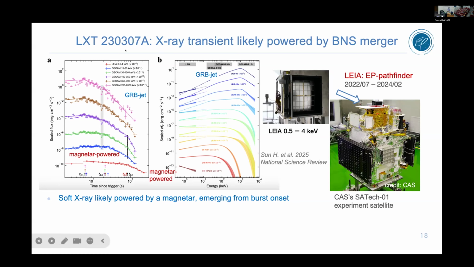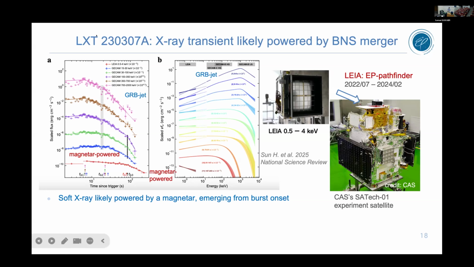And now, next I introduce some individual cases. The first one was not discovered by EP, it was discovered by Lobster Eye Imager for Astronomy, LEIA, in 2023. LEIA is the EP Pathfinder mission. It is on board an experiment satellite, and it's basically one module of the WXT. So remember, the WXT has 12 modules, so this is only one module. The field of view is much smaller, and it was operating between 2022 and 2025 and retired after EP operation began.